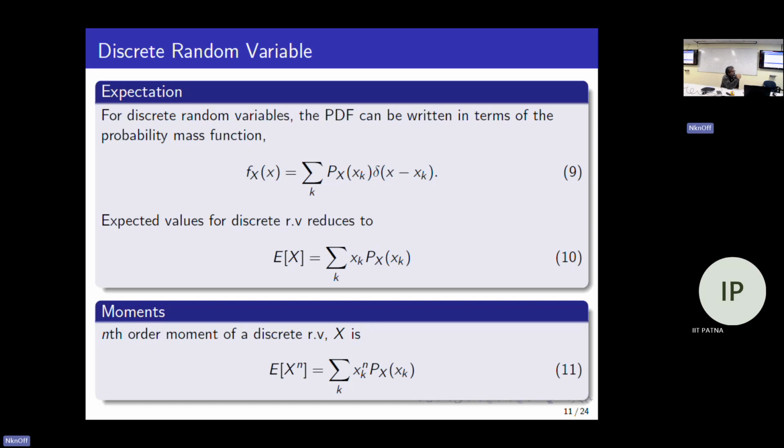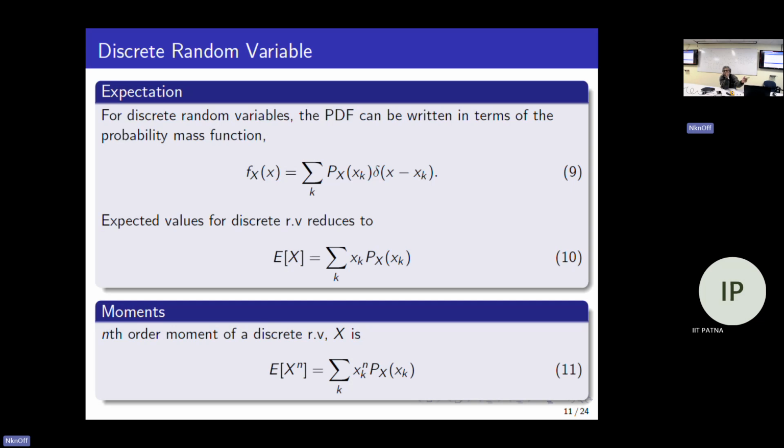What is the meaning of this fX(x)? fX(x) is the discrete random variable, written in terms of the probability mass function. So what is the probability mass function? It is pX(xk), that means the probability. And delta of x minus xk is the delta function. x minus xk means at xk its value is 1, and in other places there is no value. So if it is x1, we will get the value pX(x1), that probability. If it is x2, we will get delta of x minus x2, that probability.